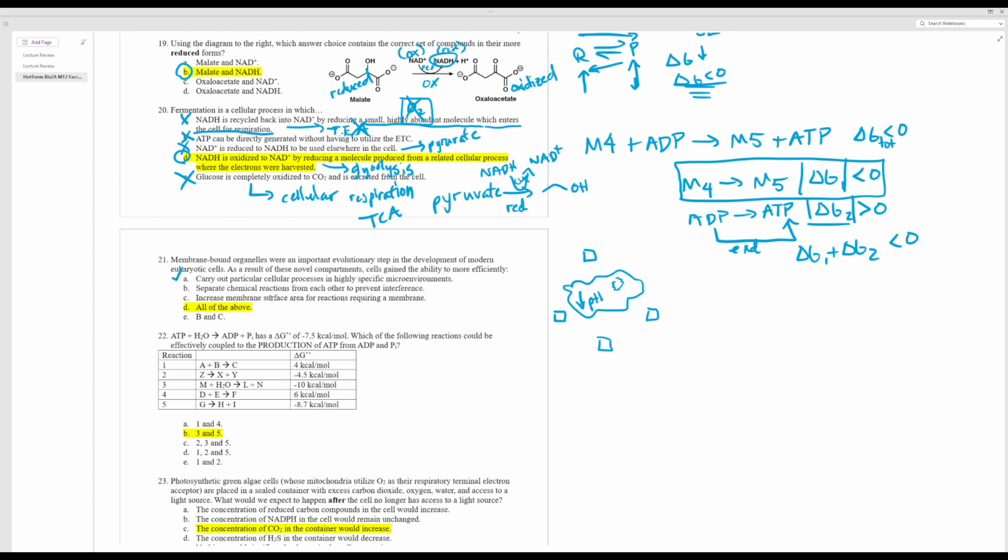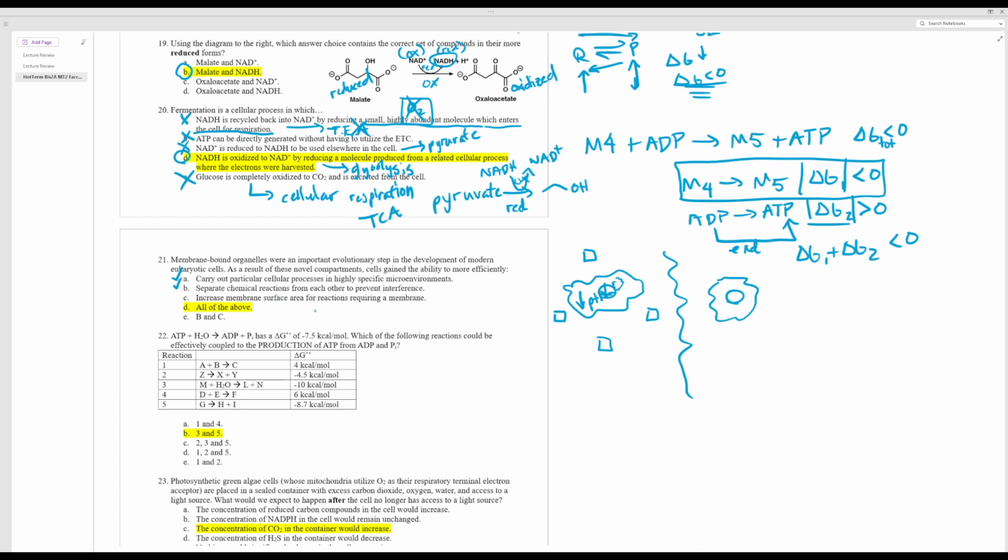B, they separate chemical reactions from each other to prevent interference. If I have a chemical reaction occurring in this organelle and a chemical reaction occurring in this organelle, even if they were to use the same reactants and products, they're happening independently of each other, right? You have this spatial separation between the two. You're isolating these processes to make sure there's no crosstalk.